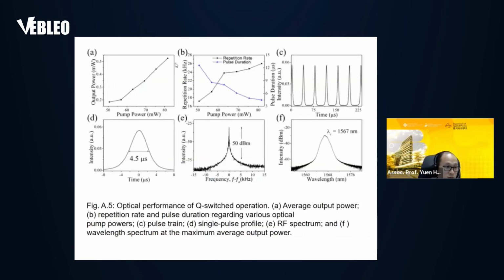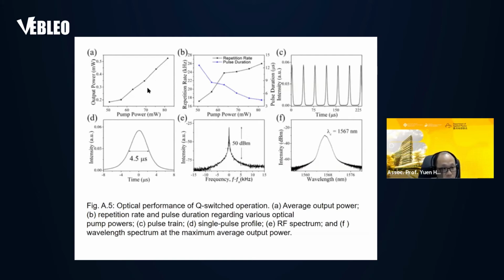So here is a series of characterizations of the laser power we produced. The first demonstration from this work is a Q-switch operation. It's not mode-locking, it's a Q-switch operation. So the pulse width is a bit big, 4.5 microseconds.